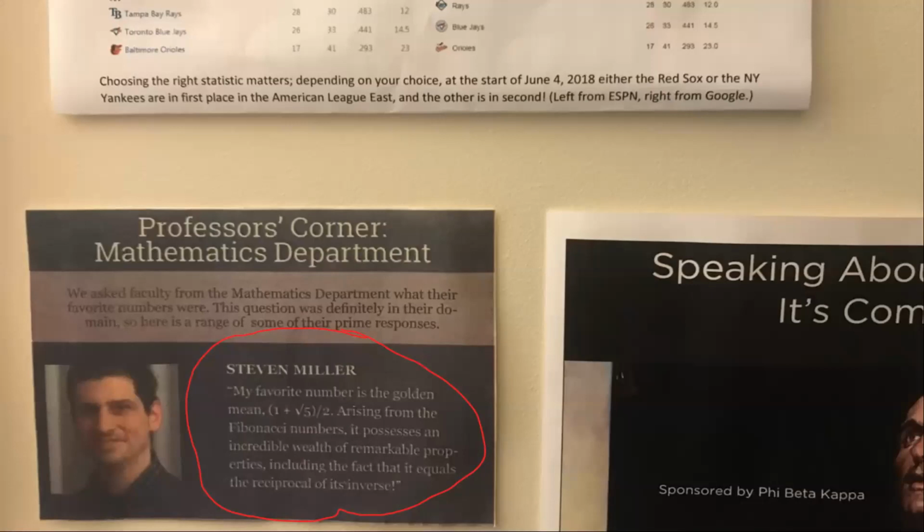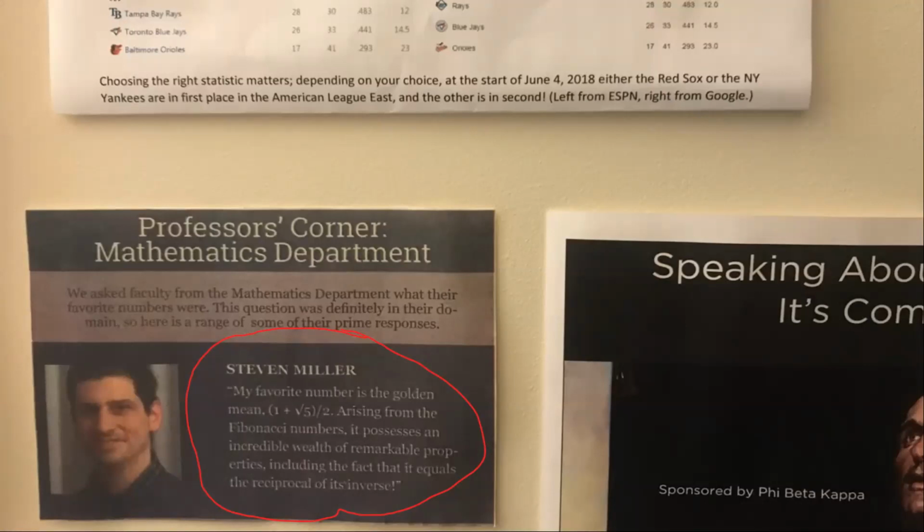So we've already seen the Fibonacci numbers. Related to the Fibonacci numbers, one of the most important quantities is the golden mean, 1 plus root 5 divided by 2. And I said that that was my favorite number. It arises from the Fibonacci numbers. It possesses an incredible wealth of remarkable properties, including the fact that it equals the reciprocal of its own inverse.